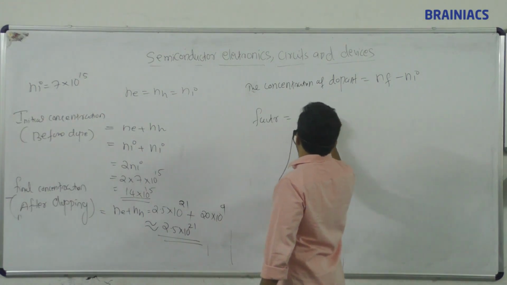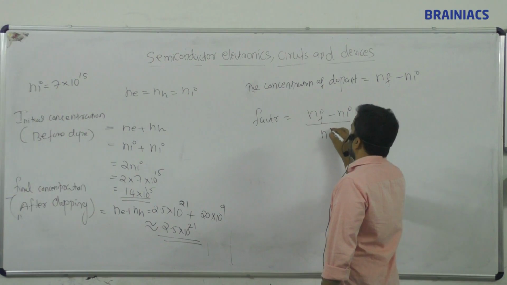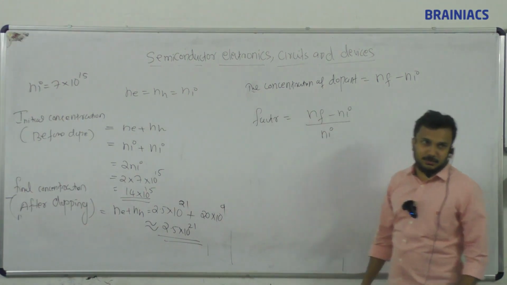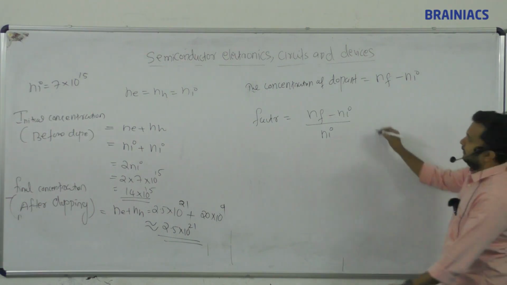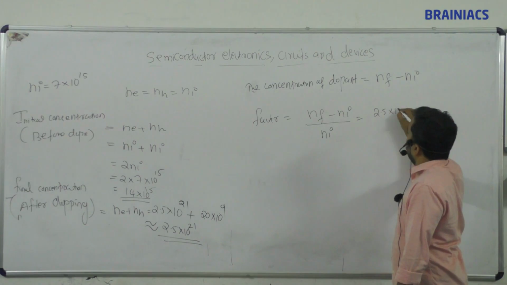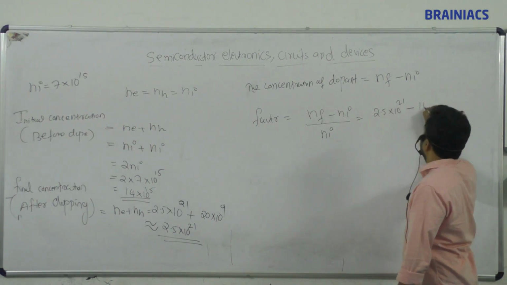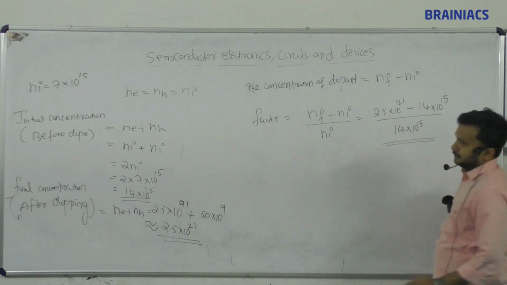Factor is equal to NF minus NI divided by, with respect to what will we calculate? With respect to the initial value. With respect to the initial value we are calculating everything. So NF minus NI, that is (2.5 × 10^21 minus 14 × 10^15) whole divided by 14 × 10^15. This is the factor.